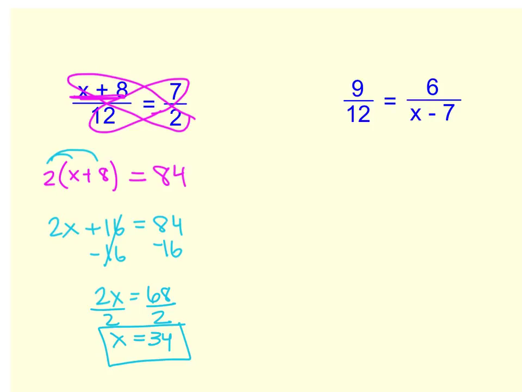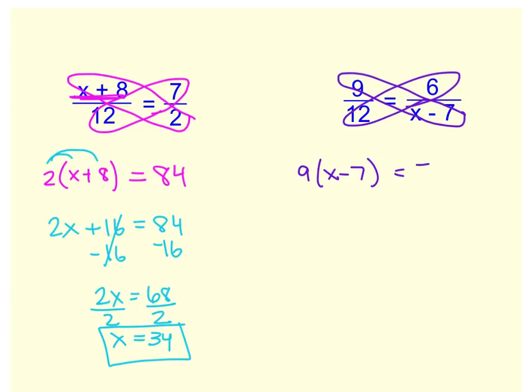So again, you're just cross multiplying, but when you see that there's a plus or minus, that means that you're going to be doing some distributing within your problem. So we're going to cross multiply 9 times x minus 7, so 9 parentheses x minus 7. Carry down your equal sign. 12 times 6 is 72. Then we distribute the 9. 9 times x is 9x. 9 times a negative 7 is negative 63 equals 72.